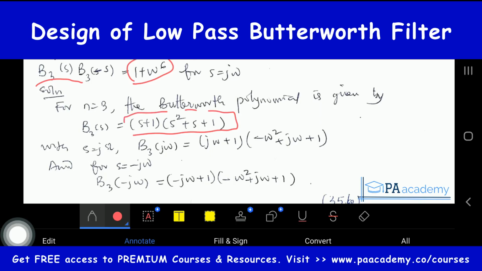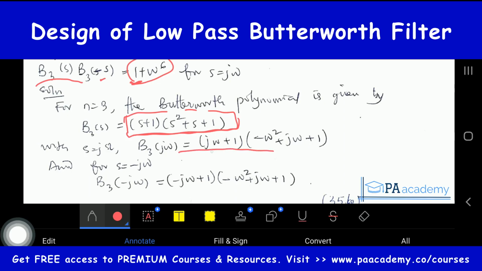If you go back to the Butterworth polynomial table, in the factor form, this is the value. Remember, what we basically want to show is that B3 of s and B3 of minus s is equal to 1 plus omega raised to power 6 for s equals j omega. So for this, we are going to replace every value of s with j omega right here, and that's what you are seeing happening here.